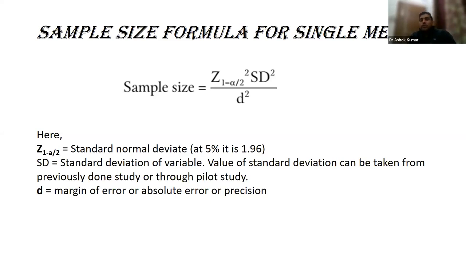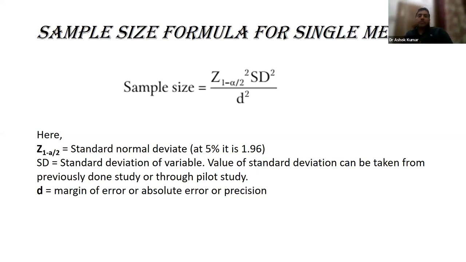So what is SD squared? Because it is a mean, in the mean there is a standard deviation also. We are calculating sample size with a mean, but we are not using the mean in this formula. You can see there is no mean; we are using SD, standard deviation. Here Z1 minus alpha by 2 is a standard normal deviate value, and at 5% it is 1.96. You just have to remember this. SD is the standard deviation of the variable.